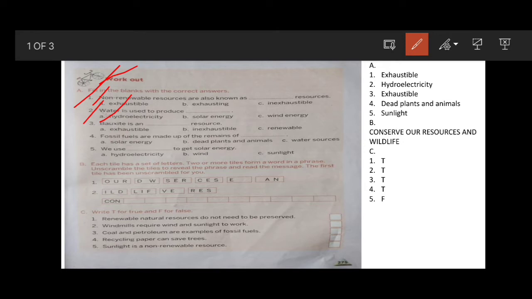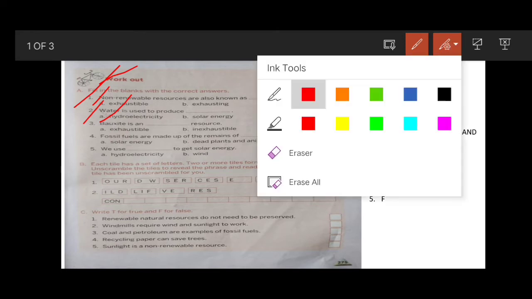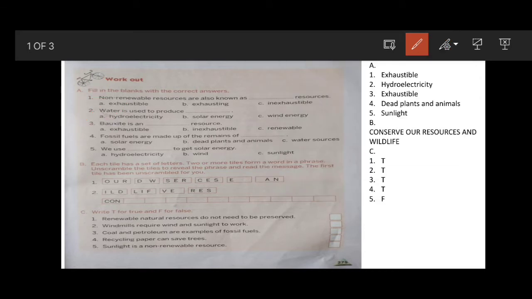All the answers are given on the right side of the screen. You can check it out. What do you mean by hydroelectricity? Electricity produced from water is known as hydroelectricity. Question number 3. Bauxite is an dash resource. Options are exhaustible, inexhaustible, renewable.